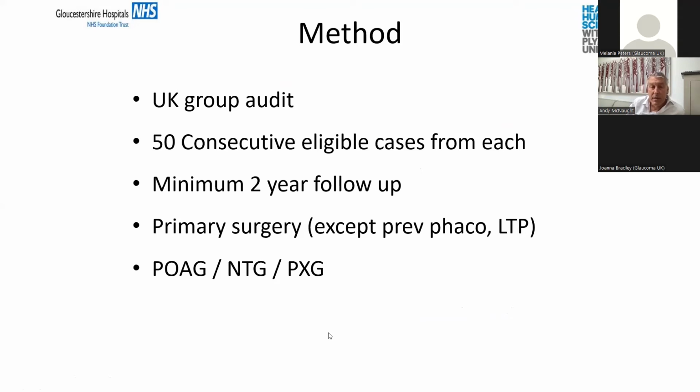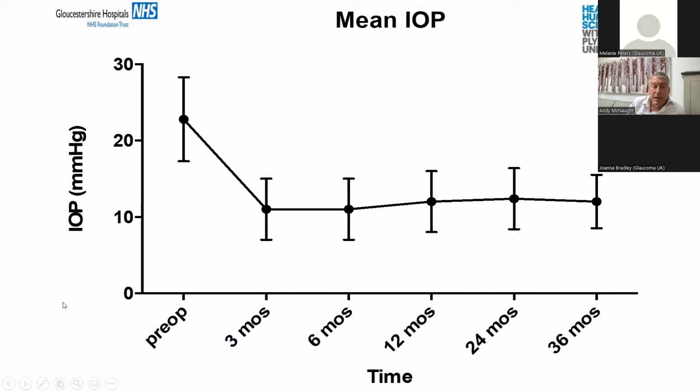Next slide. And you can see this graph here showing the pre-op pressure was typically around 25 millimeters of mercury, somewhere between 20 and 30. And the post-op pressure out to, in fact, the graph shows out to 3 years, is really very good. It's in the low teens, around 11 or 12. And so it's really quite an effective operation. Next slide.